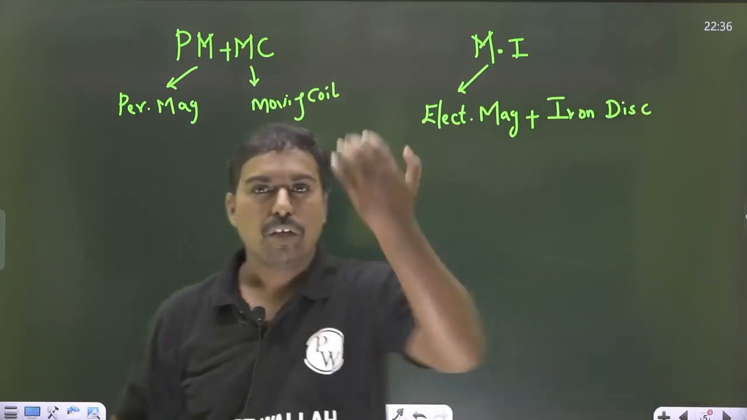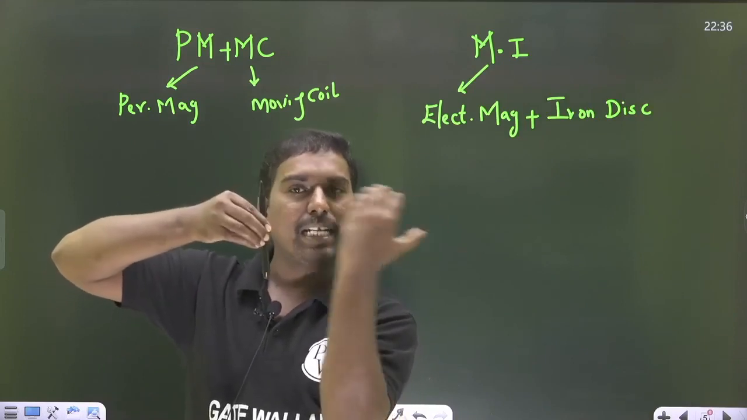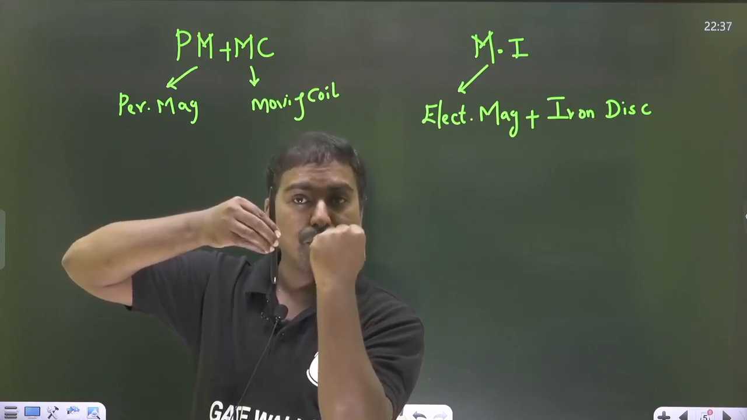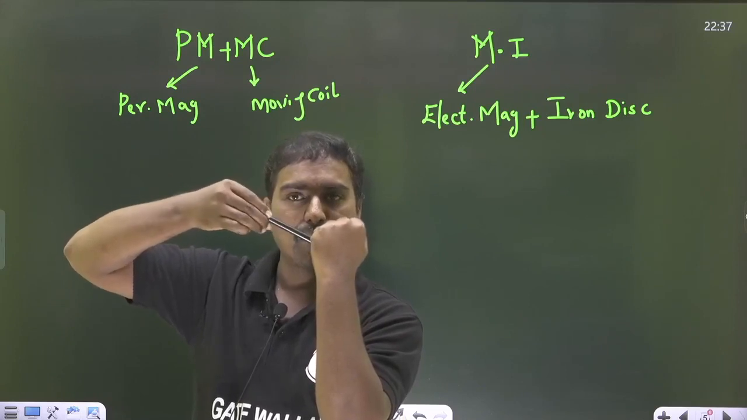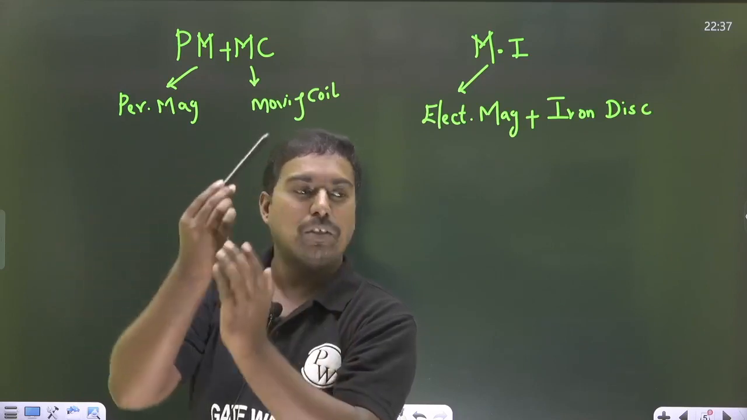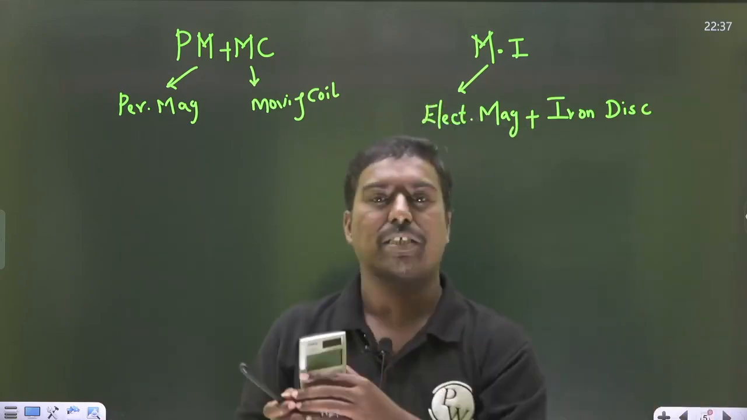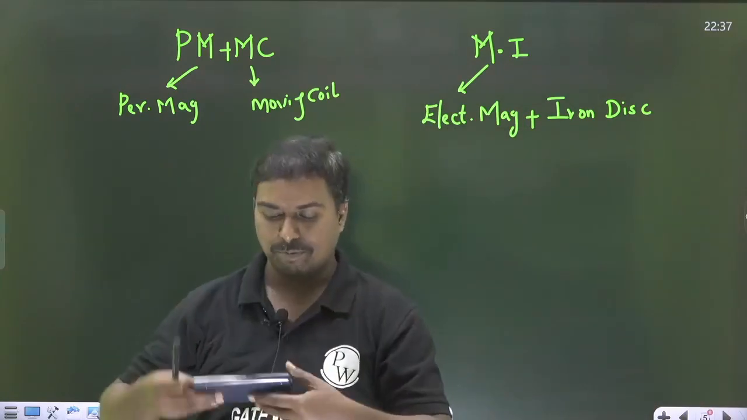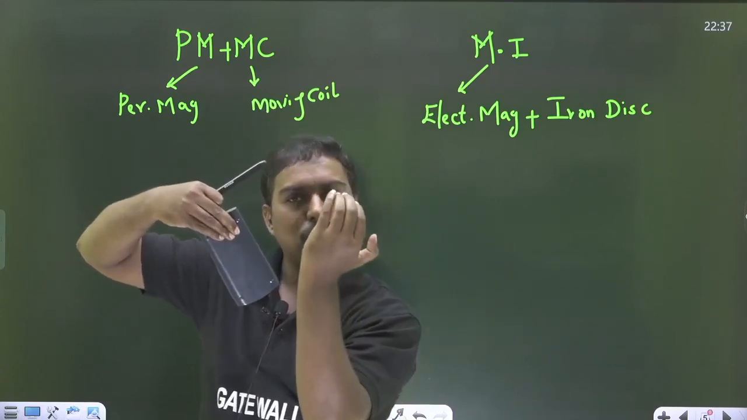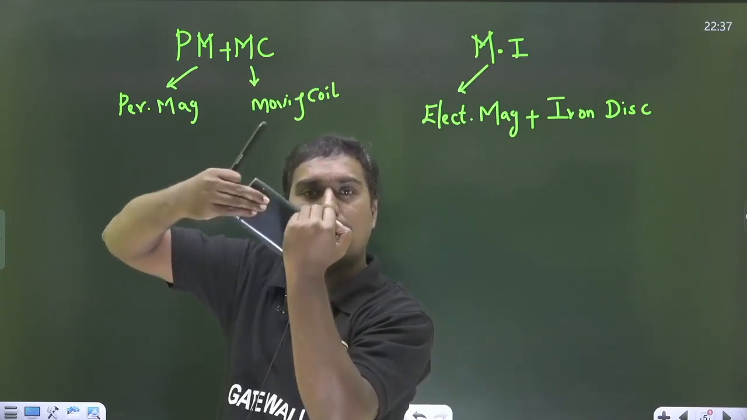Moving iron. Around the coil there is a disc. Imagine this marker as a disc. When the current passes through the coil, the coil will have certain flux. This flux has an attractive force, and because of this attractive force, the iron disc will be attracted. This attraction makes the iron move like this. Let us take this as the iron disc, and my finger as the coil. This coil is experiencing the current, there is a magnetic flux, and then this iron disc will be attracted towards it.